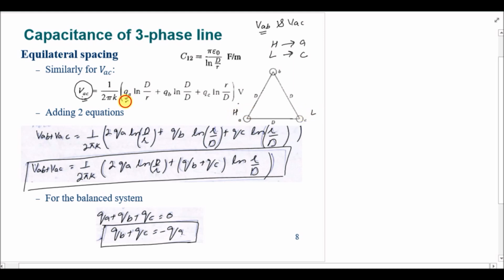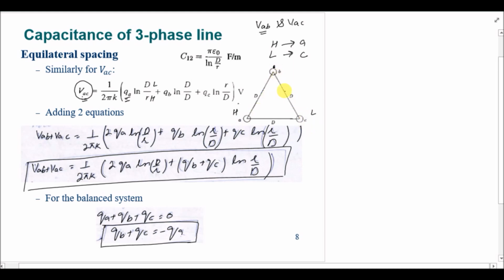So now, due to charge QA, we are here. The high potential point should be in the denominator and the low potential point in the numerator. So due to QA, the high potential point is at distance R, which is in the denominator, and the low potential point is at distance D. Now for QB, we are here. The high potential point is A and the low potential point is C.